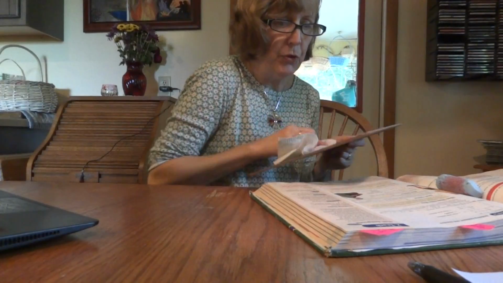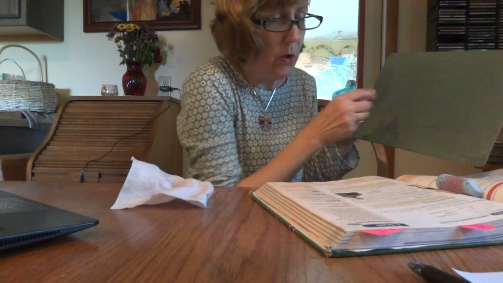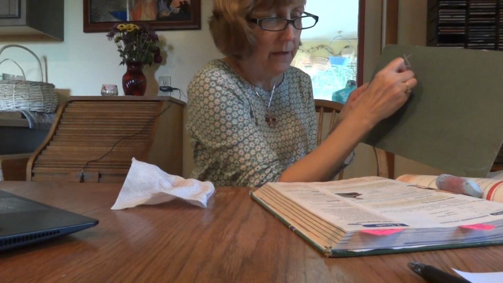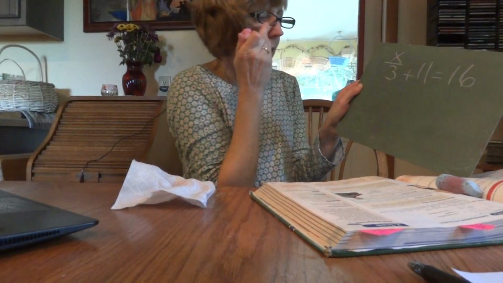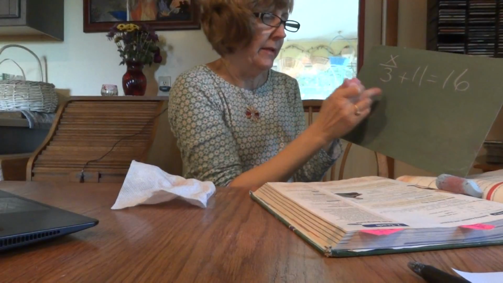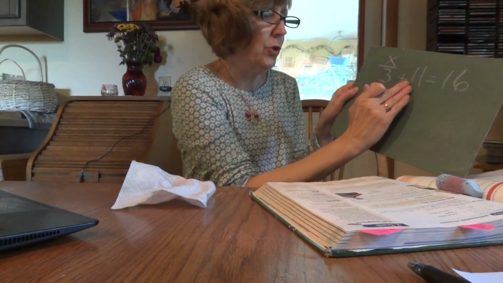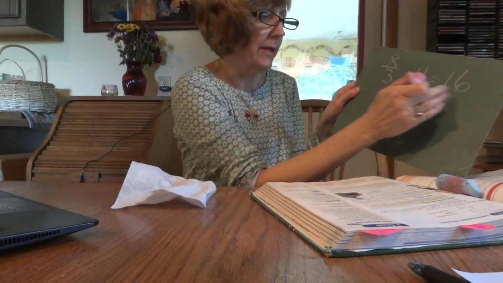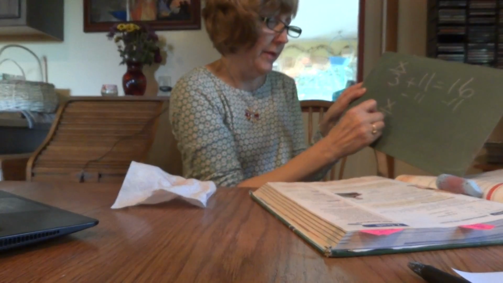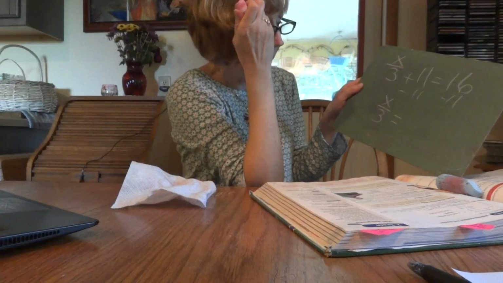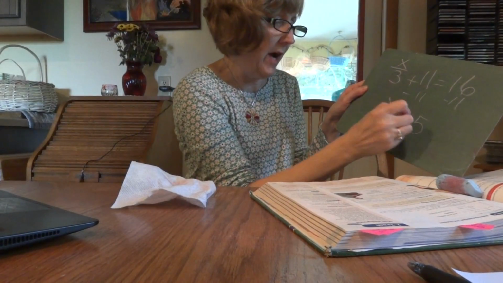Let's look at example 2. It says solve x over 3 plus 11 equals 16. All right, again, we want the x by itself. We're going to be subtracting, or undoing the addition, by subtracting 11 on both sides. We still have x over 3 equals 16 minus 11, which is just 5.